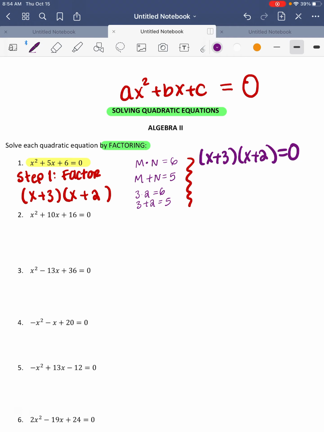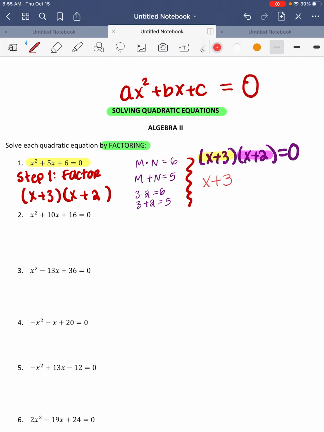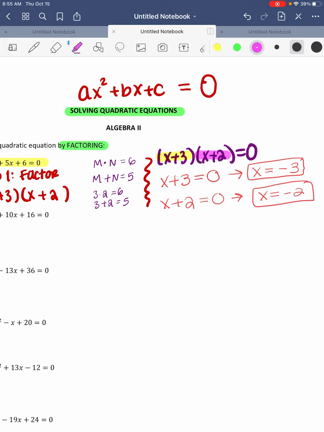So step 1 was to factor. Now once we have it equal to 0, each piece that you factored, the x plus 3 and the x plus 2, you're going to equal to 0 separately. So you're going to have x plus 3 equals 0, and then x plus 2 equals 0. After you factor, the next step is to set each factor equal to 0, and then you just solve for x. From here, x equals -3 because you subtract 3 from both sides. And x equals -2 because you also subtract 2 from both sides. So we have an answer of -3 and -2.